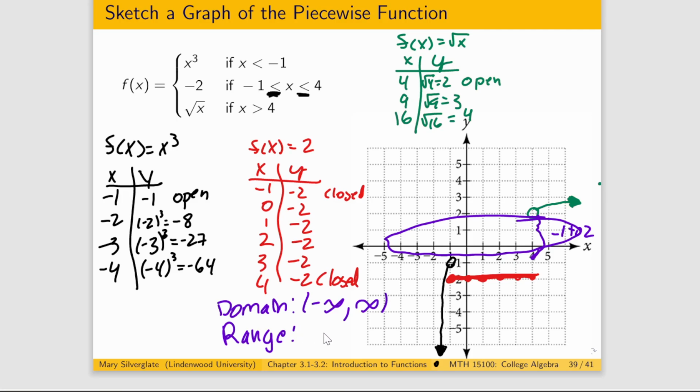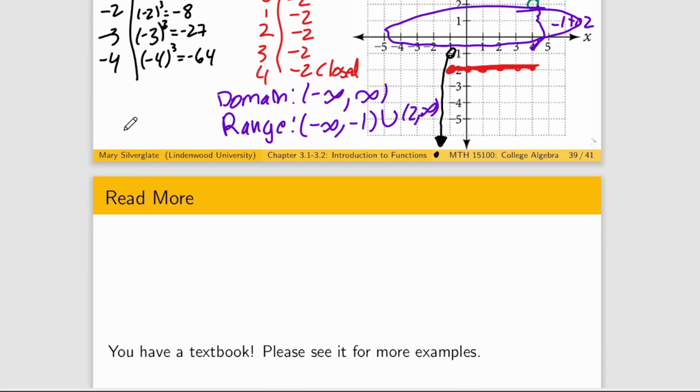So for the range, we want to note that it's all numbers smaller than -1 to all numbers bigger than 2. Because I don't hit any of these numbers in between. It's not physically possible according to my graph. So my range actually does have a jump in it. So you want to always be careful of that. And that's something that's really best told from the graph.